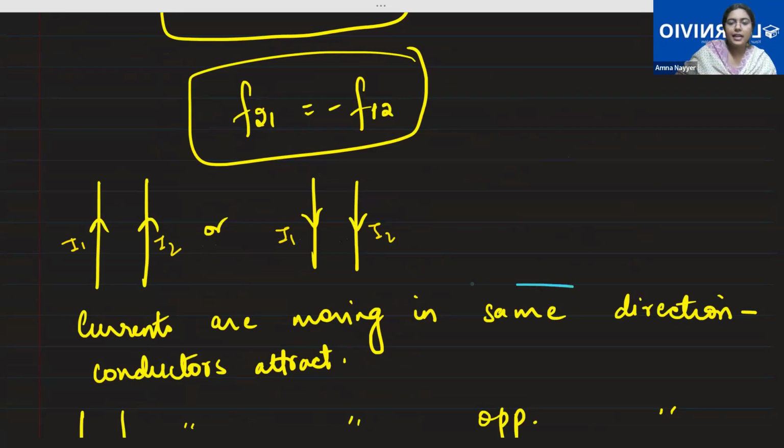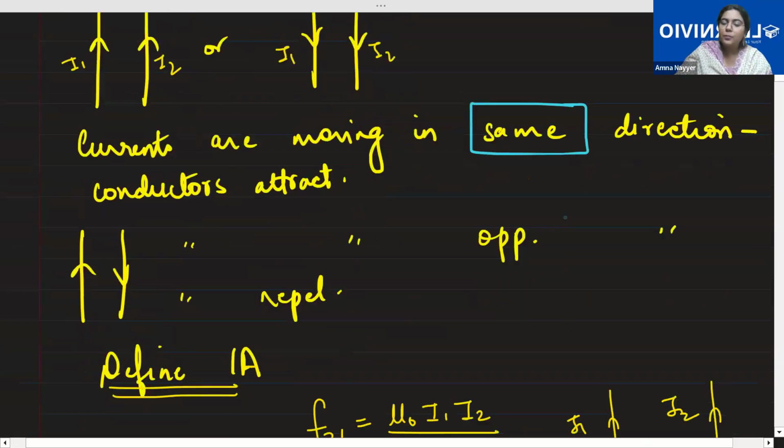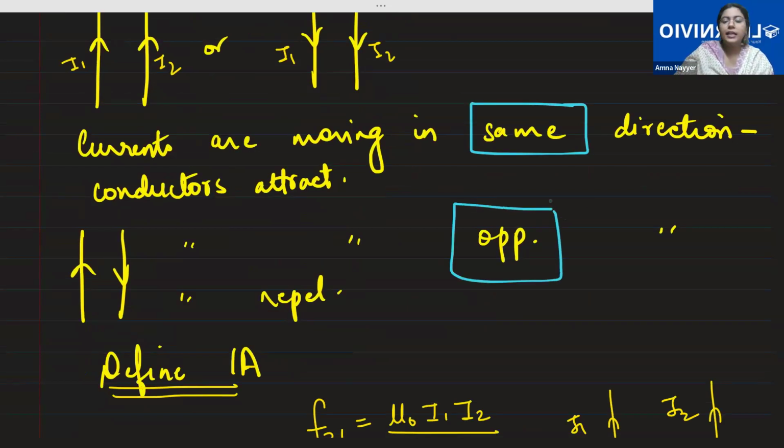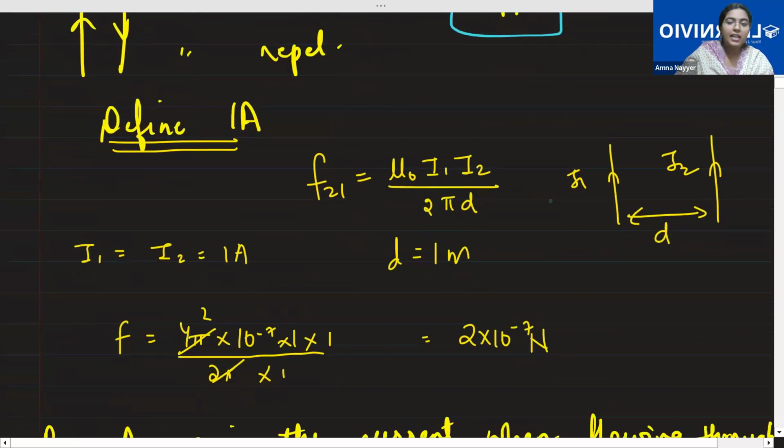Then the conductors attract each other. And if the currents are in opposite directions, one upward and one downward, then we take this as repulsion. Now, sometimes the question comes to define 1 ampere in terms of this wire. So, how will you define it?